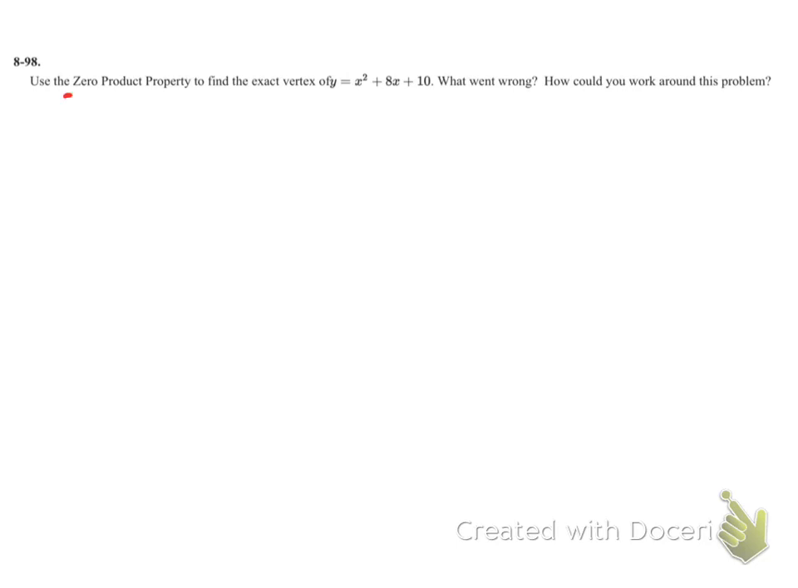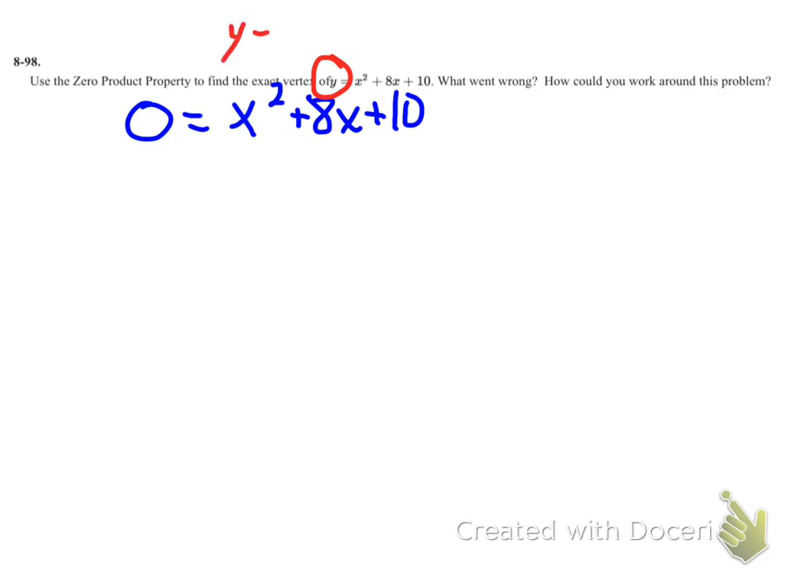In order to use our zero product property, we need to first of all get our equation equal to 0. So we substitute in 0 for y, because remember, for your x-intercepts, you're going to have y equals 0. So I have now put in 0 for y in this equation.